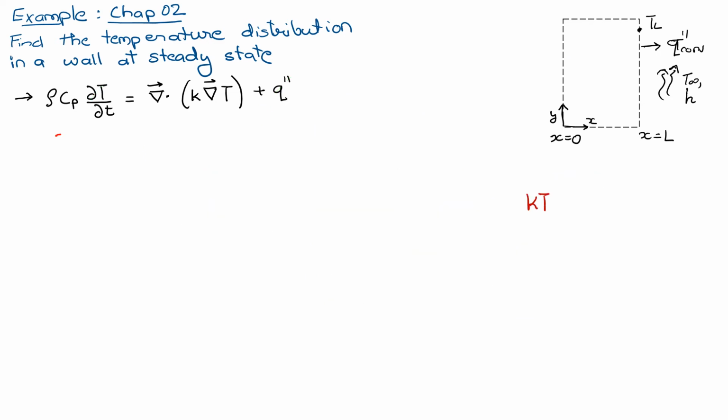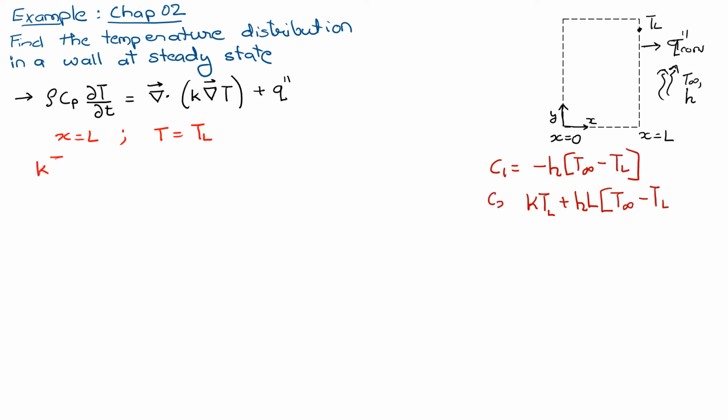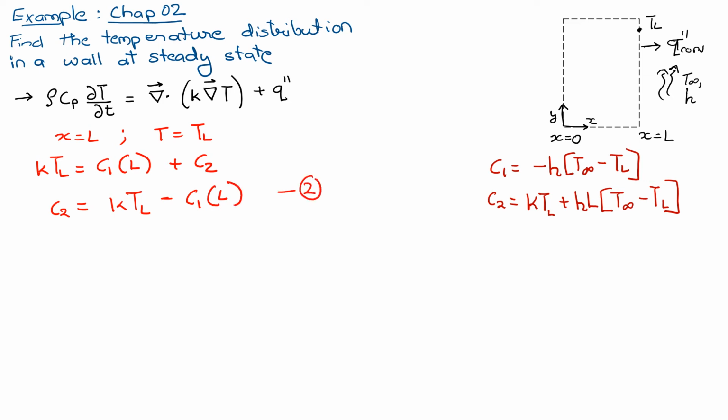So let's substitute x equal to L and T equal to TL in the equation that we have. So this will give us k times TL equals C1 times L plus C2, or we can write this the other way around: C2 equals k times TL minus C1 times L. And let's say this is our equation 2.